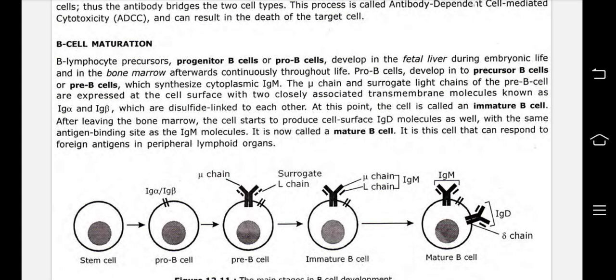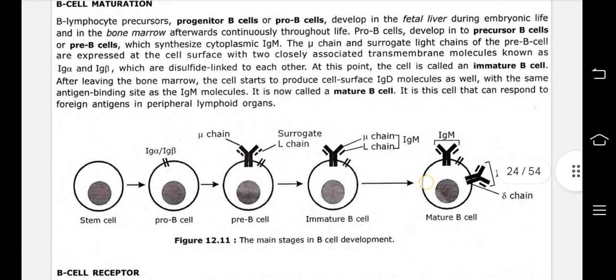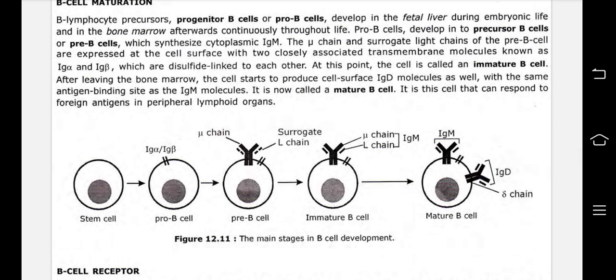After leaving the bone marrow, the cell starts to produce cell surface IgD molecules as well, with the same antigen binding site as the IgM molecule. It is now called a mature B cell. So, it is this cell that can respond to foreign antigens in peripheral lymphoid organs.